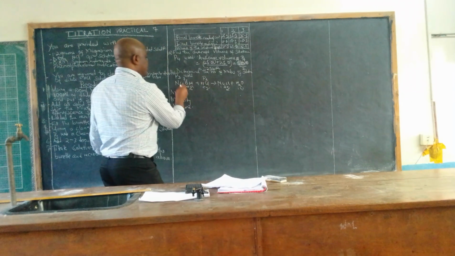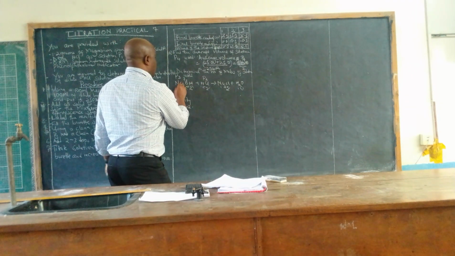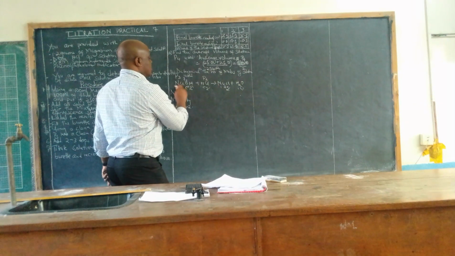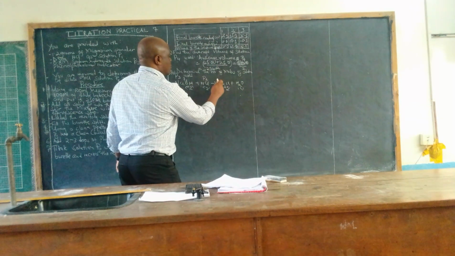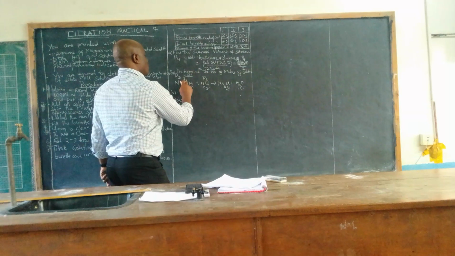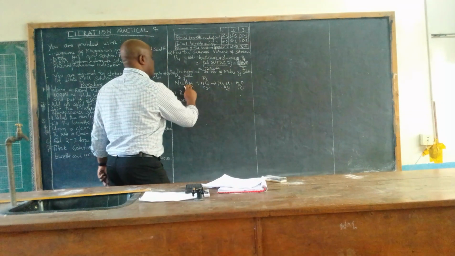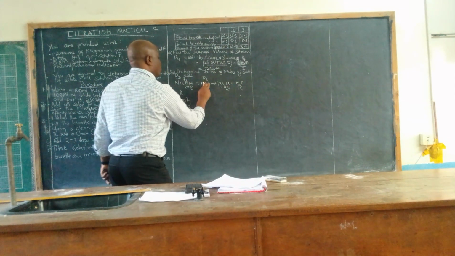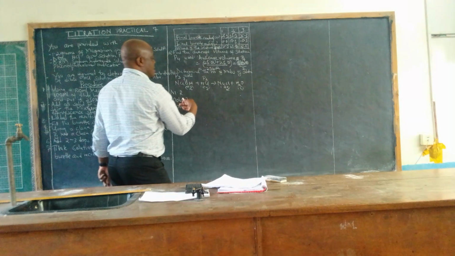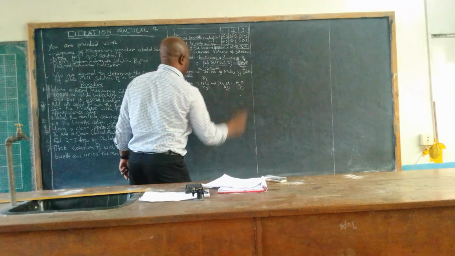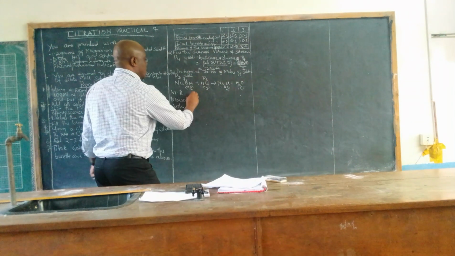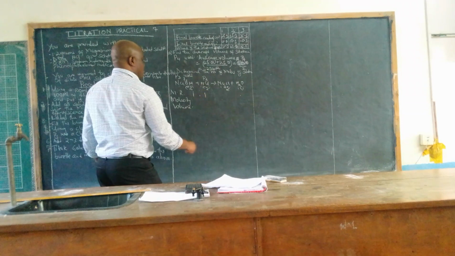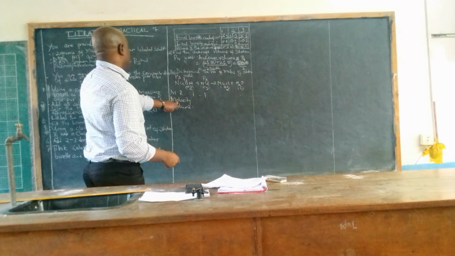The mole ratio, sodium atoms on the reaction side is 1, sodium atom on the product side is also 1. Oxygen is 1, oxygen is 1. Hydrogens are 2, hydrogens are 2. Chlorine is 1 on the reactant side, and the product side is 1. So the equation is properly balanced. Mole ratio is 1:1.